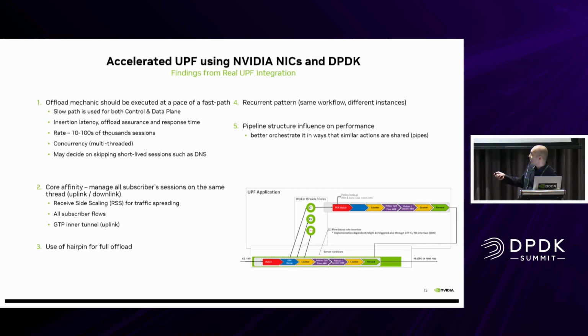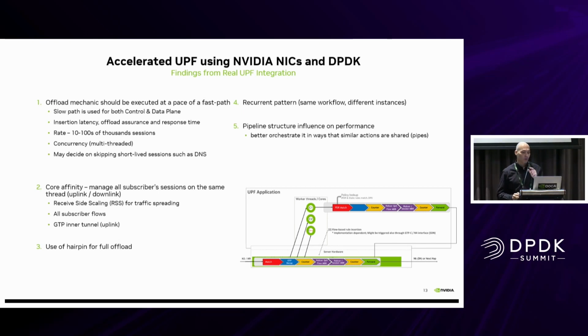Being able to do hairpin for full offload. Otherwise, we can offload much of the traffic, but if we go to the software, we're breaking the ability to do full offload. There is a great difference between running a packet only in the hardware and running a packet partially in the hardware and partially in the software. Even if we do all the pipeline in the hardware, if we have a single item that we need to do in the software, it breaks. It is a completely different set of latencies.